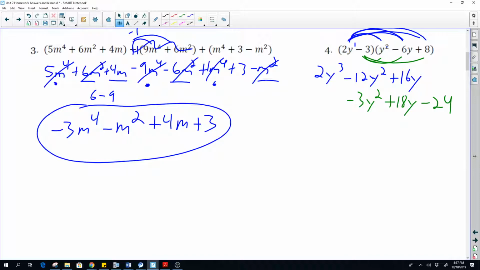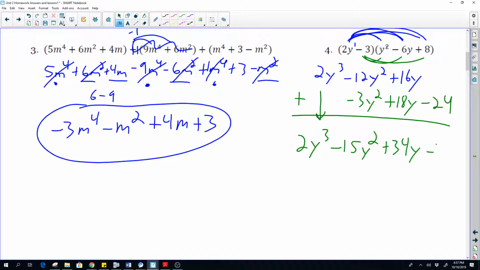Now we do need to combine terms. Look how I lined them up. Combine like terms. So the 2y cubed just comes down. Negative 12 and negative 3 is negative 15y squared. Excellent. And then, wow, 16 plus 18 is that 34, I believe. You could double check me there. So 34y and then minus 24. And that's what Merkley got too.